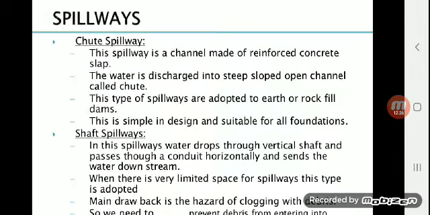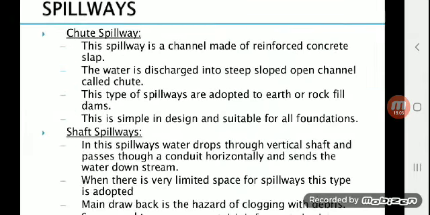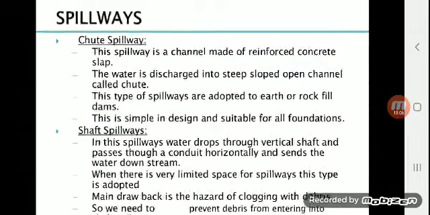The second type is the chute type of spillway. It is a channel made of reinforced concrete slab. The water will be discharged into a steep slope open channel. So we are making a channel in between the dam structure. You can see the water from the reservoir will fall into this type of channel, flow in symmetry with the dam, and then take the water to the downstream. These are adapted to earth or rock fill dams, and the design is simple and suitable for all foundations.